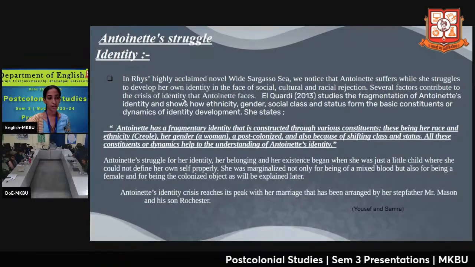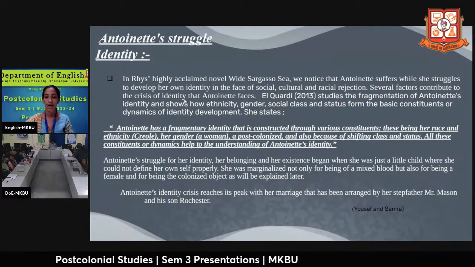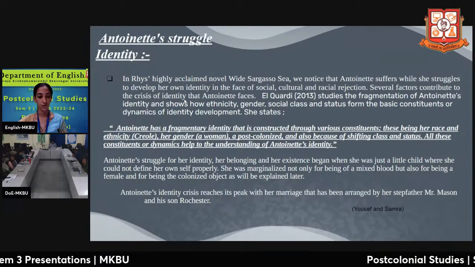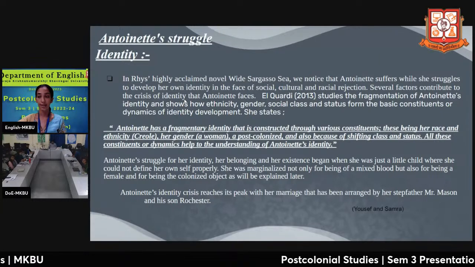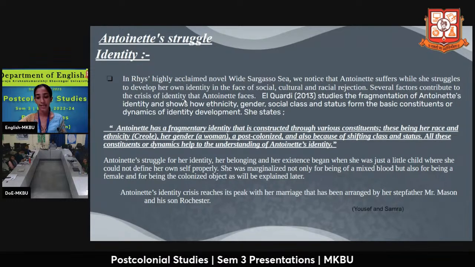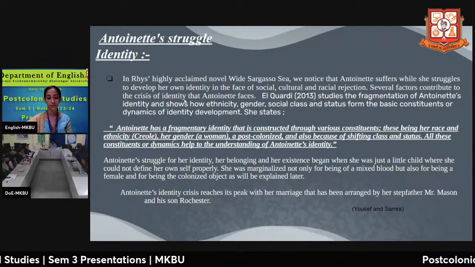Antoinette's struggle for identity. In Jean Rhys's highly acclaimed novel, Wide Sargasso Sea, we notice that Antoinette suffers while she struggles to develop her own identity in the face of social, cultural, and racial rejection. Several factors contribute to the crisis of identity that Antoinette faces.